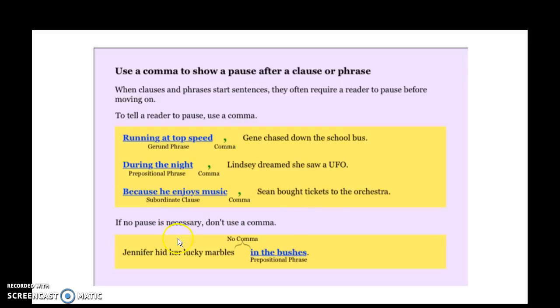Now, let's look at this example where you don't need a comma. Jennifer hid her lucky marbles in the bushes. You don't need to go, Jennifer, hid her lucky marbles in the bushes. You just look at a sentence. Now, let's look at a pattern here. The subject is always after the clause, right? So you look for a subject here. Jean, Lindsay, Sean. Here's the action: chased, dreamed, bought. It's always in the middle. That should give you a good clue where the comma is. Here, the subject is in the front with the action verb right there.